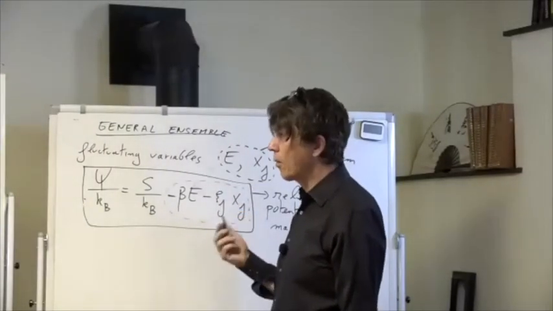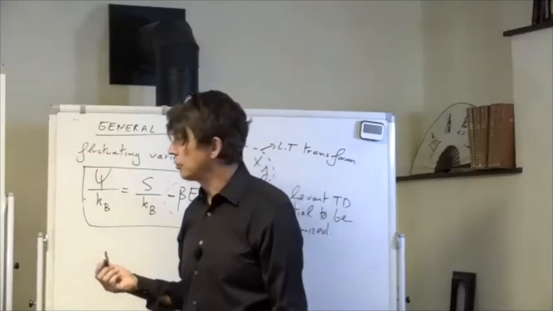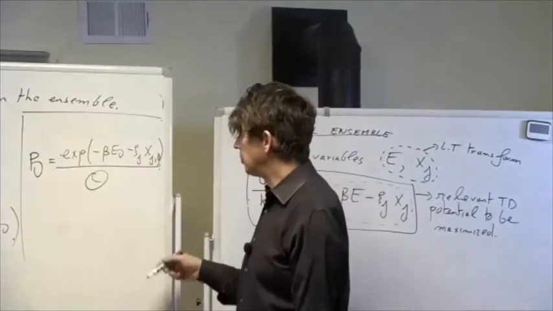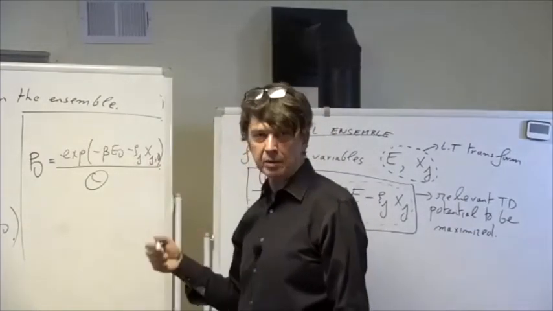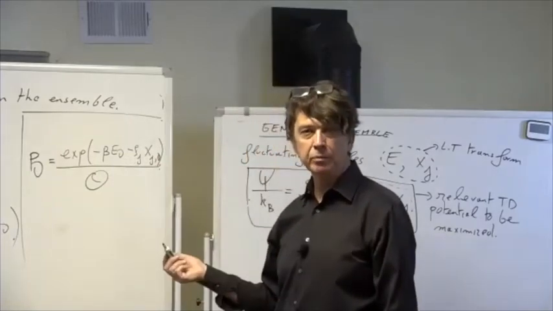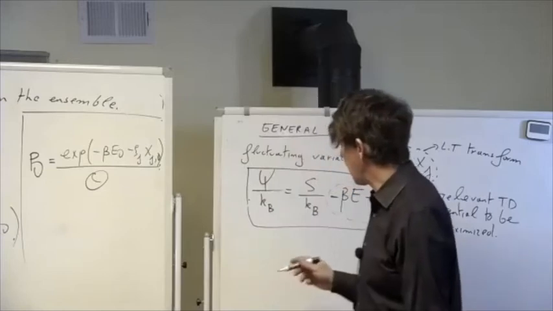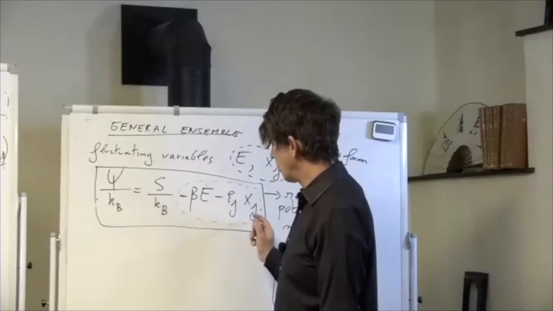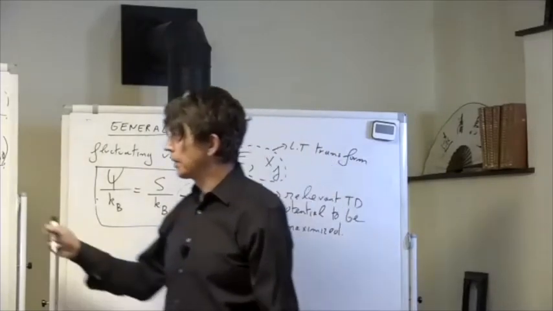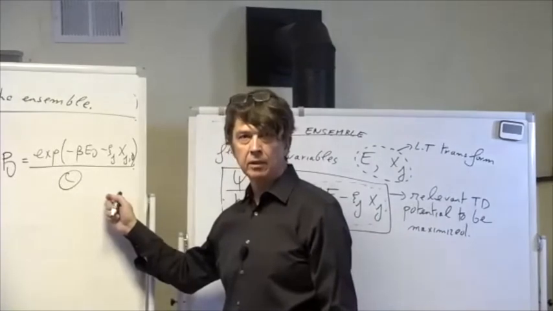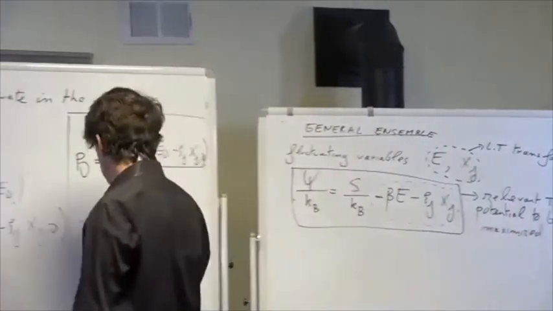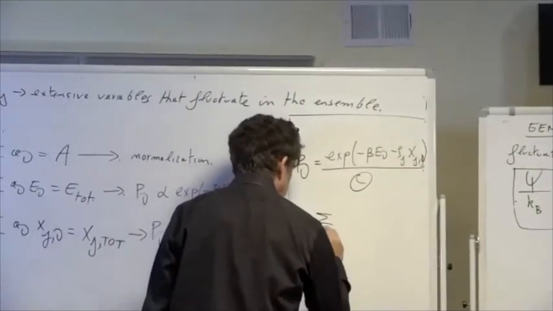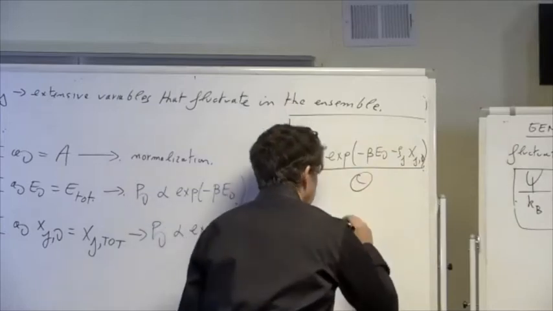So if you are ever in doubt and you want to figure out how to construct a probability density, and people get very confused, right? Oh, is it just the energy, or is it minus mu n, or is it plus mu n, and what do I do with volume, and the volume fluctuates? If you systematically work through the entropy formalism, what you find as a Legendre transform is what enters the probability density, okay? And then the general partition function would be the sum over all states of this quantity, the exponential.